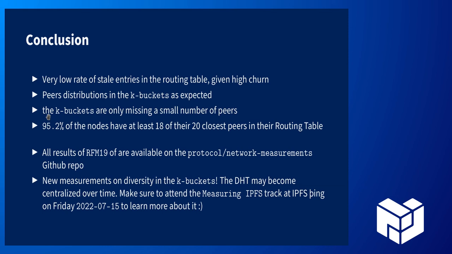And we also measured some things that were odd and may mean that the DHT isn't as healthy in some other aspects as we think, because the diversity in the low ID buckets is lowering over time. And so it might become a problem because the network may become centralized.